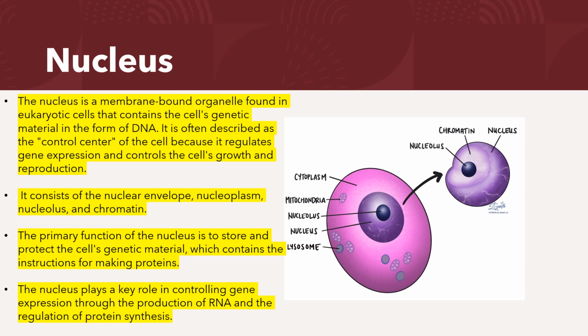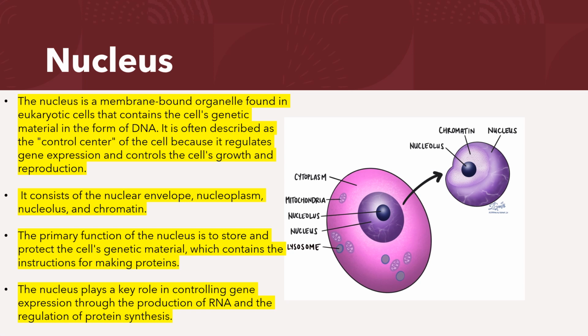The primary function of the nucleus is to store and protect the cell's genetic material, which is organized into chromosomes. Now, the genetic material contains the instructions for making proteins, which are essential for carrying out cellular processes. DNA is the molecule that carries the genetic information, while RNA serves as a messenger that carries that information to the ribosome, where it is used to synthesize proteins.